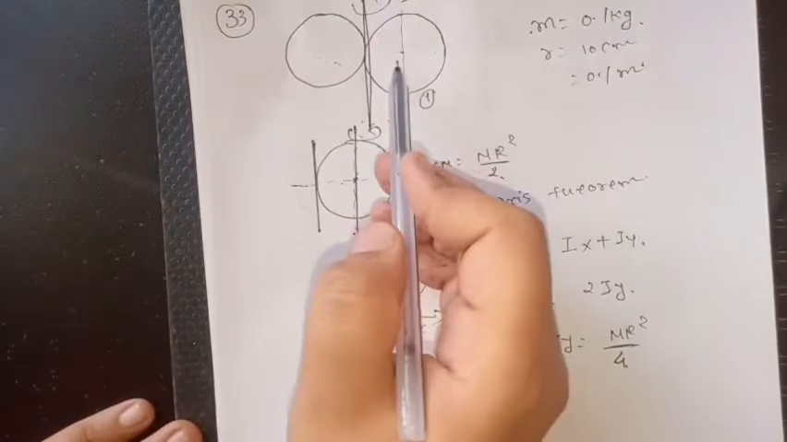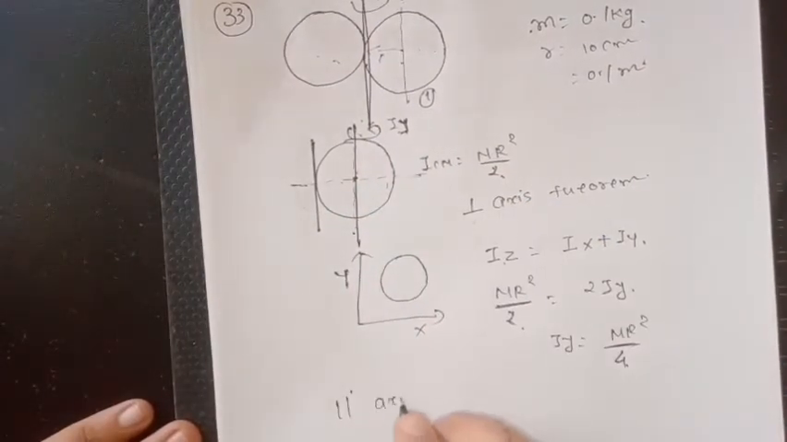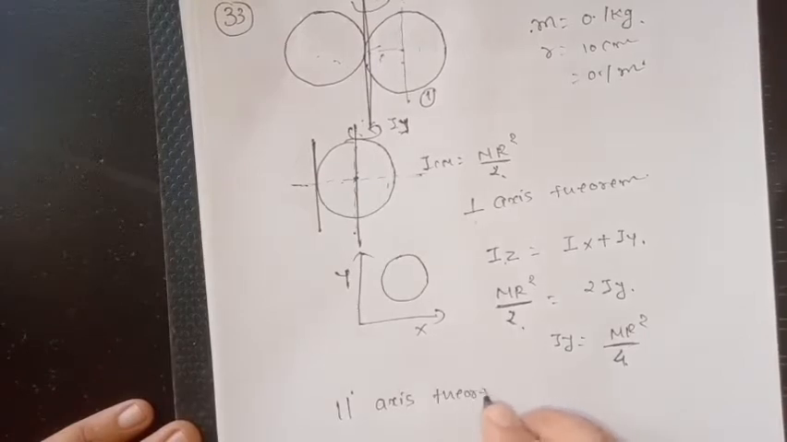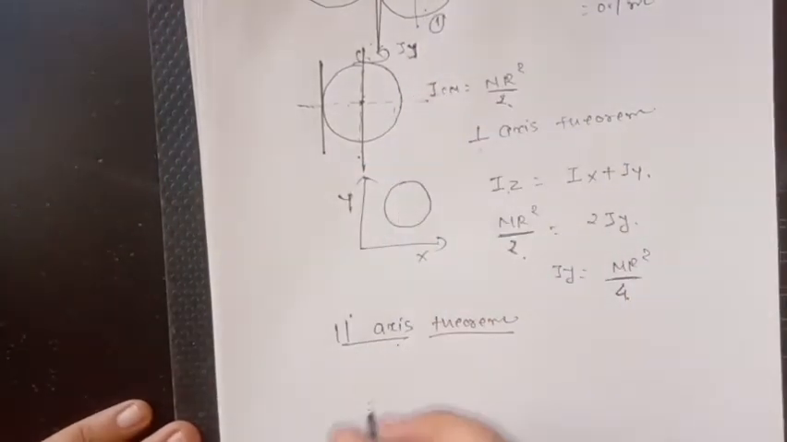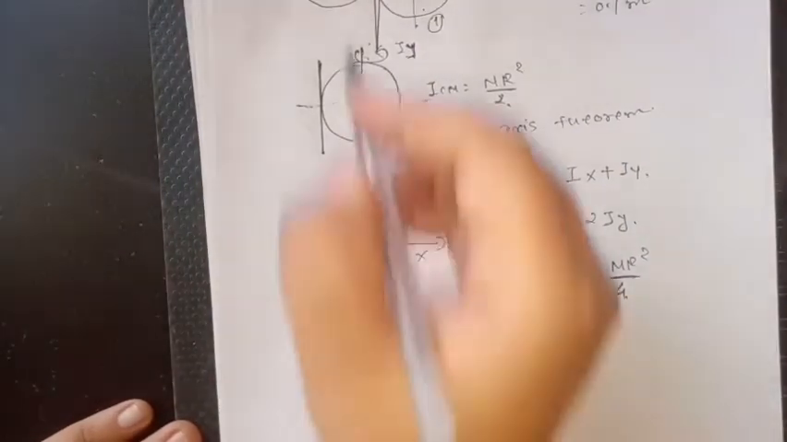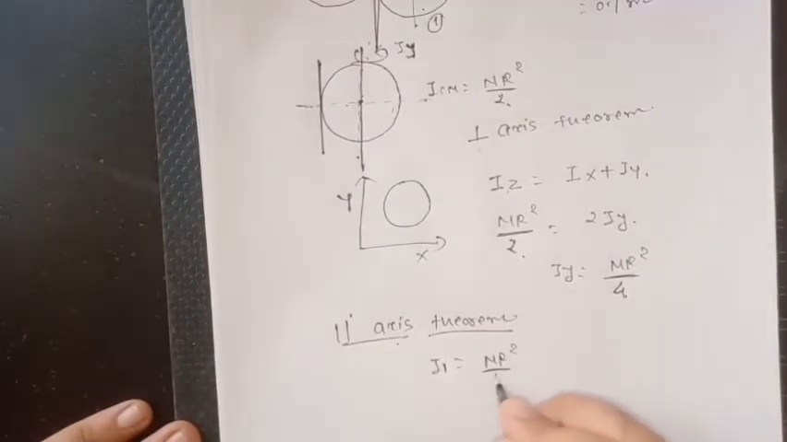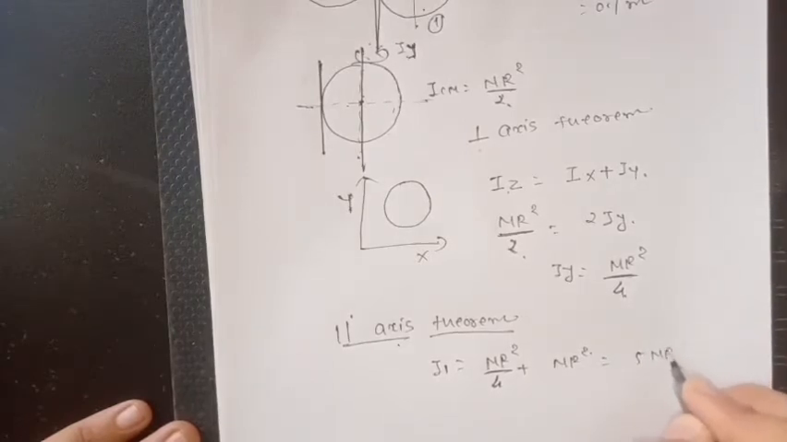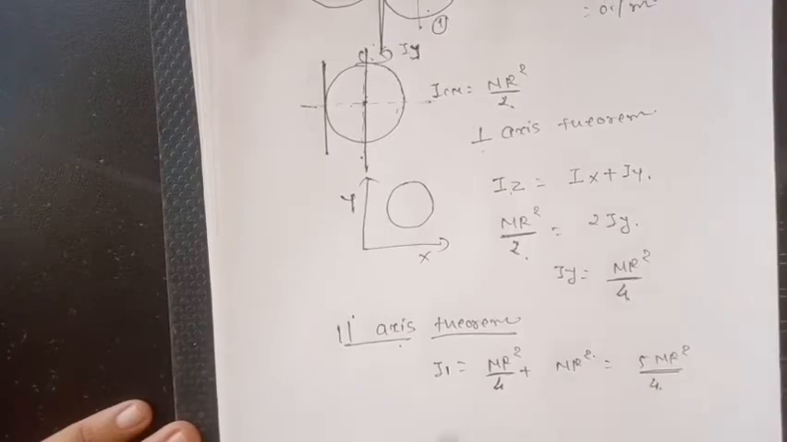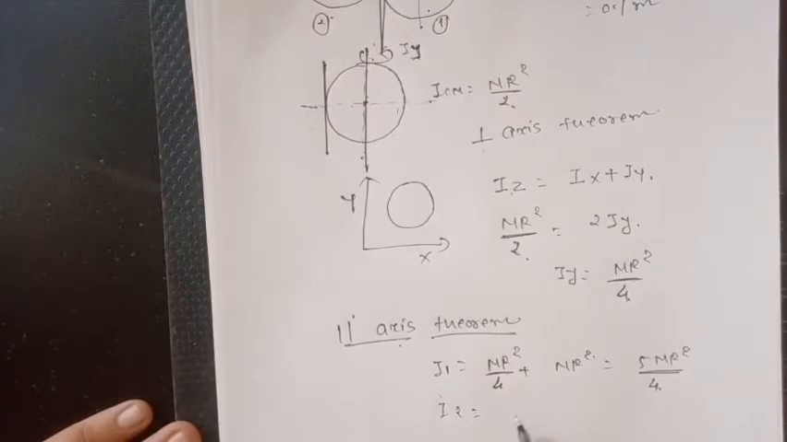For that we have to shift Iy by distance r, so we will use the parallel axis theorem. So the moment of inertia of plate 1 about this axis will be I1 equals mr square by 4 plus mr square. This will give us 5 mr square by 4. For plate 2 also it will be the same, so I2 will be 5 mr square by 4.